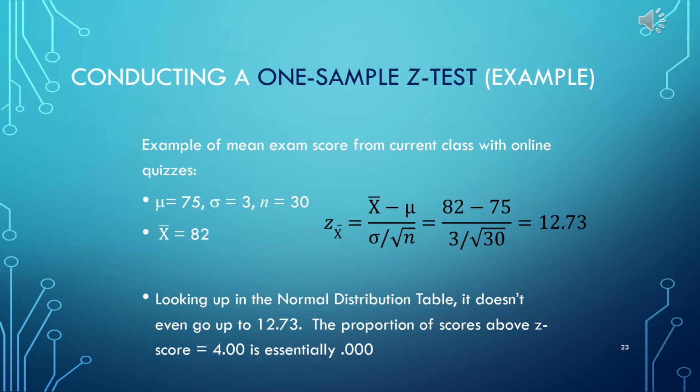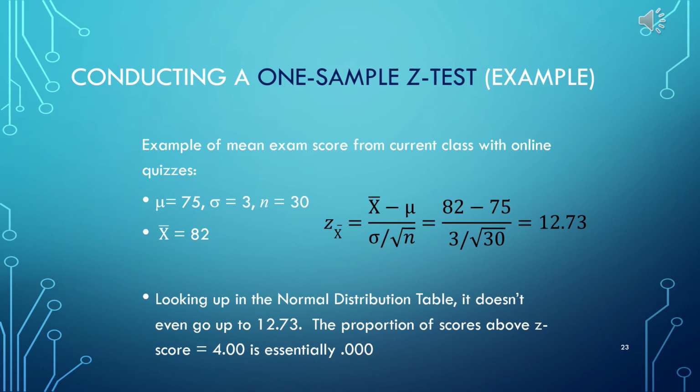Now that's huge. That's still 12.73 standard deviations above the mean, but now it's 12.73 standard errors above the mean, because the standard deviation of the distribution of sample means is standard error. So this is 12.73 standard errors above the mean. That is an incredibly high amount of standard deviations above the mean, right? Like in the book, it doesn't even go that high, for sure.